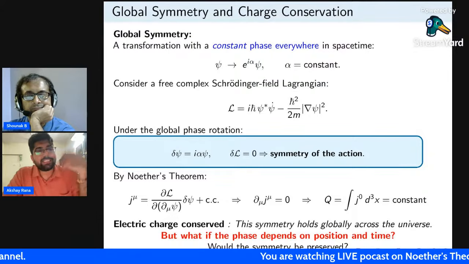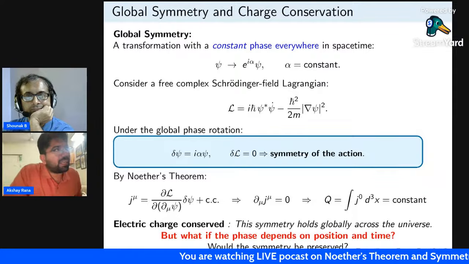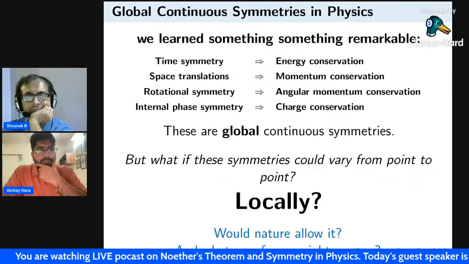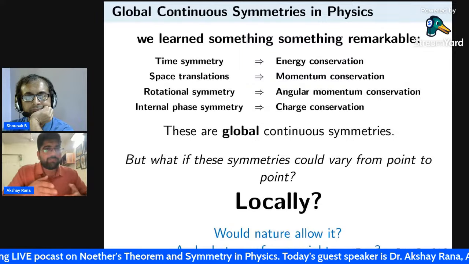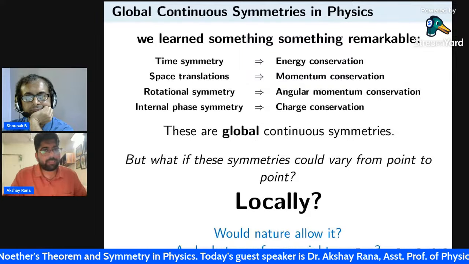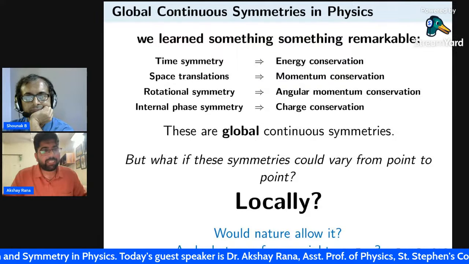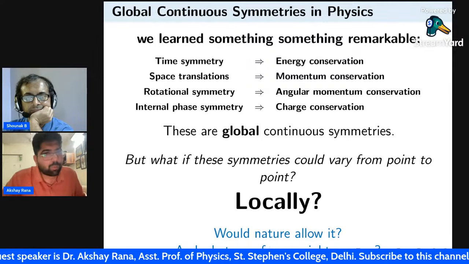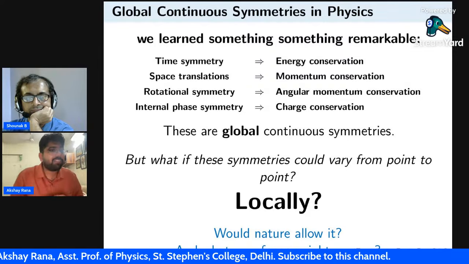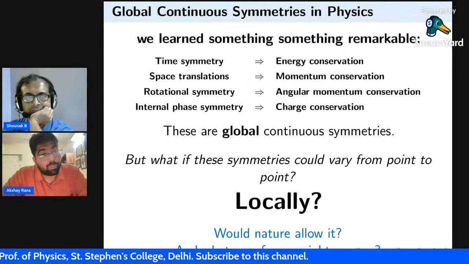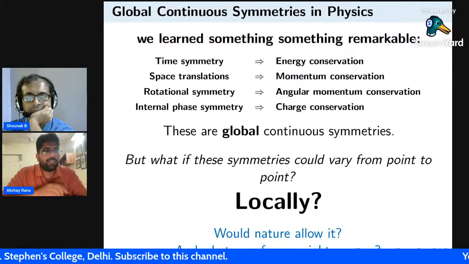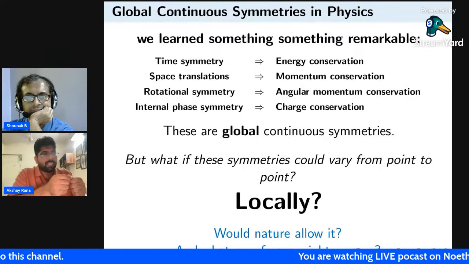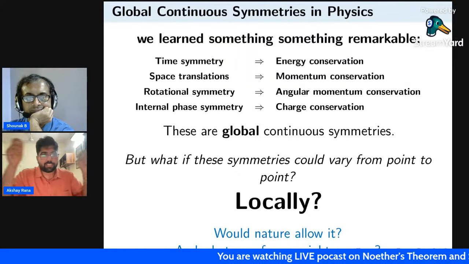Now it gives rise to a different curiosity in our mind. Time symmetry leads to energy conservation, space symmetry to momentum, rotational symmetry to angular momentum, and internal phase symmetry to charge conservation, and these are global symmetries. Can we have something called local symmetries as well, or local transformations? Means I am making a change in the system locally, at one place. It's not a global change in the system, it's in one place.